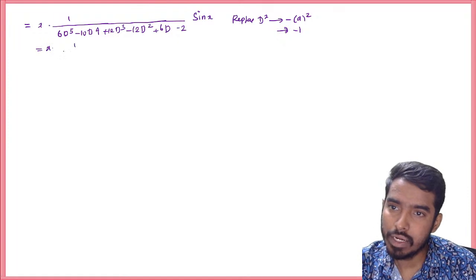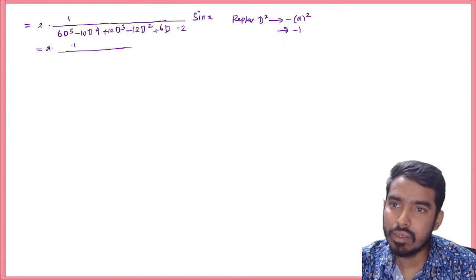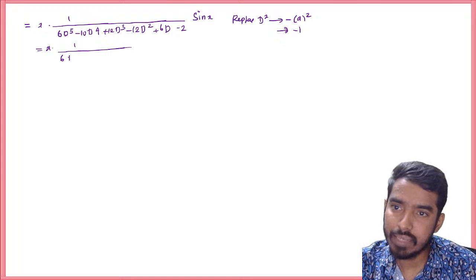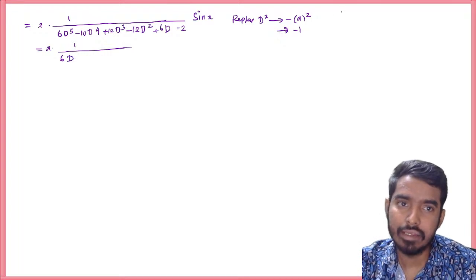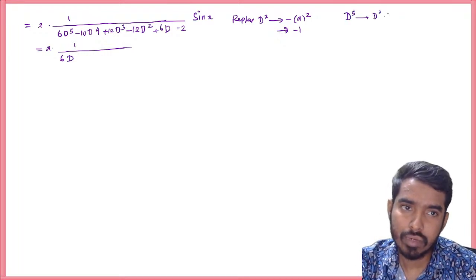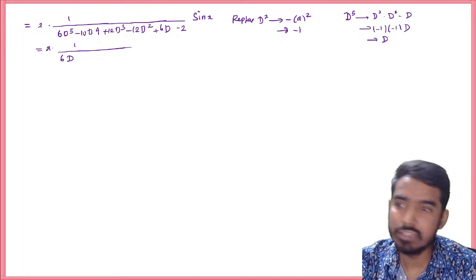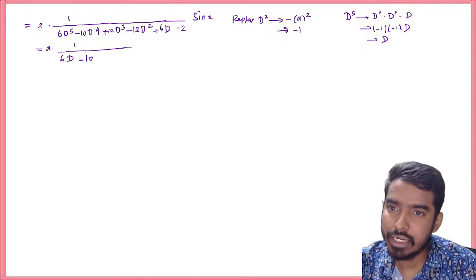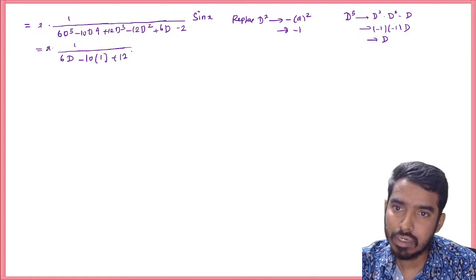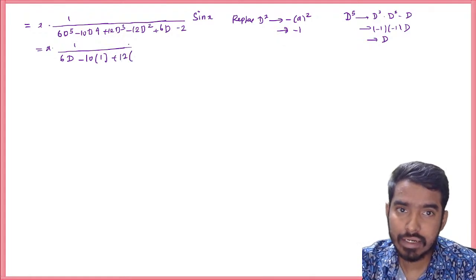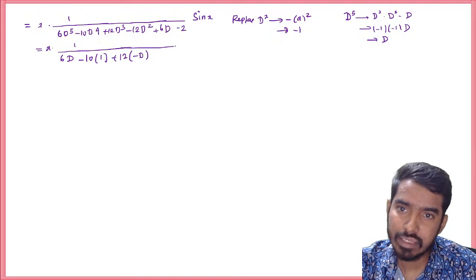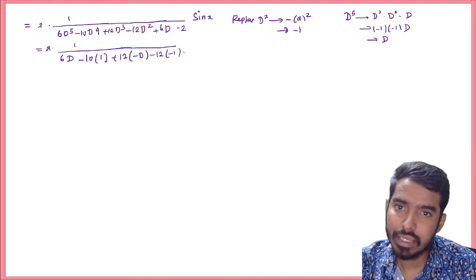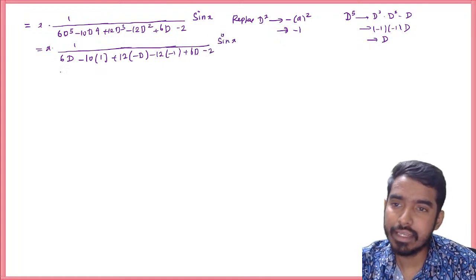It will be x into 1 divided by 6 into d power 5, which is the same as d, right? D power 5 is d square into d. So it is minus 1 into d, which is plus d, right? Minus 10 times d power 4 is plus 1. 12 times d cube is d square into d. D square is minus 1, so it will be minus d. Minus 12 times d square is minus 1 plus 6d minus 2 of sin x.